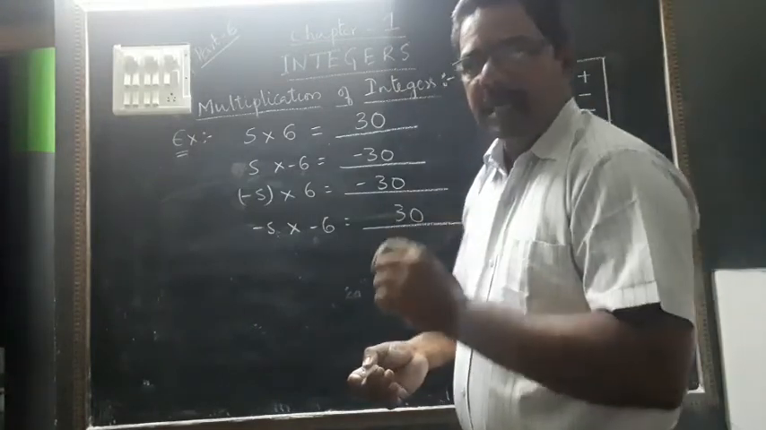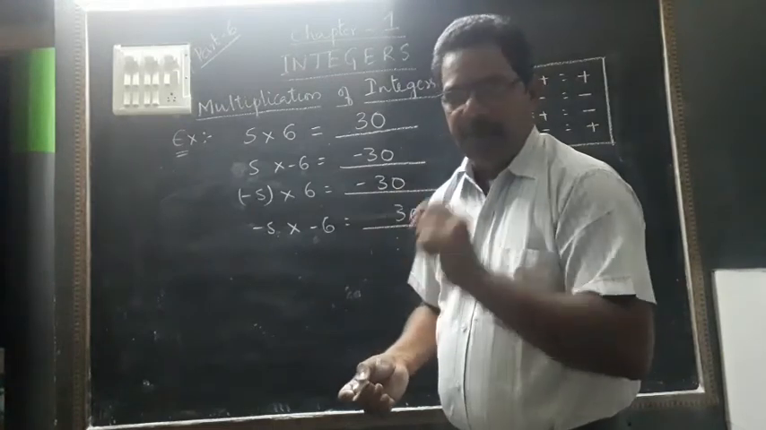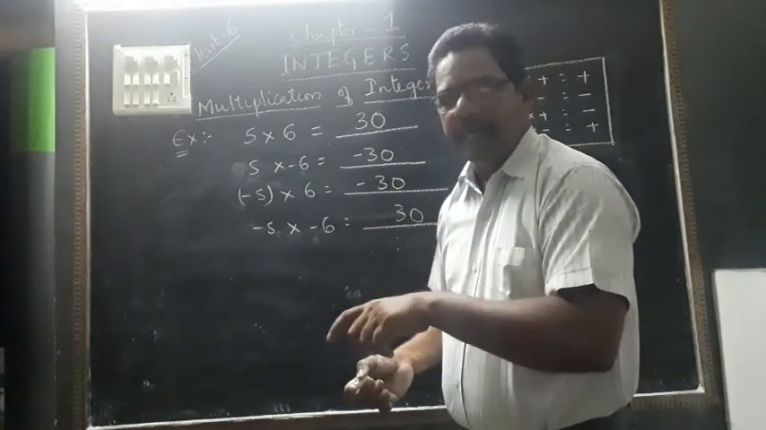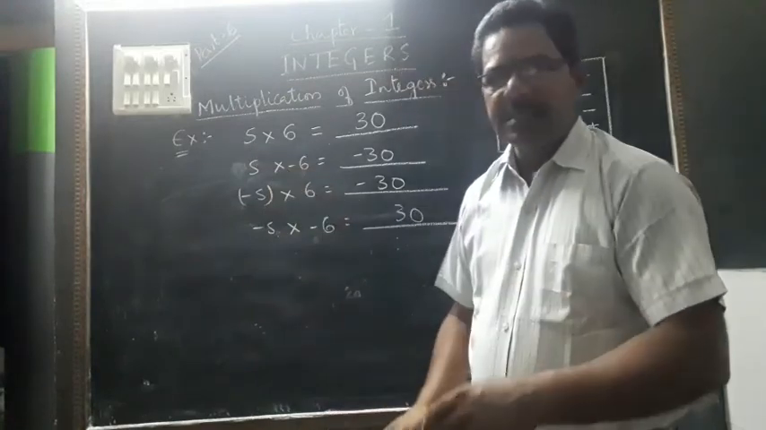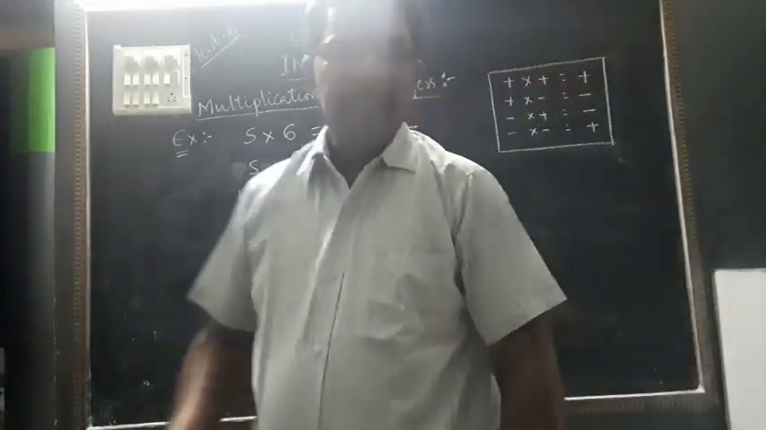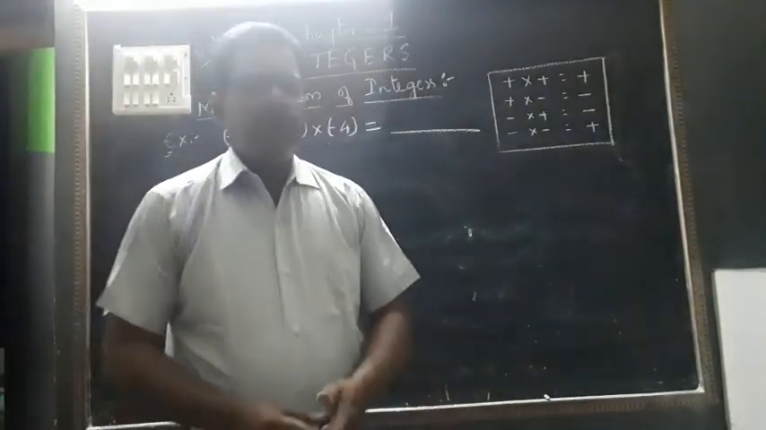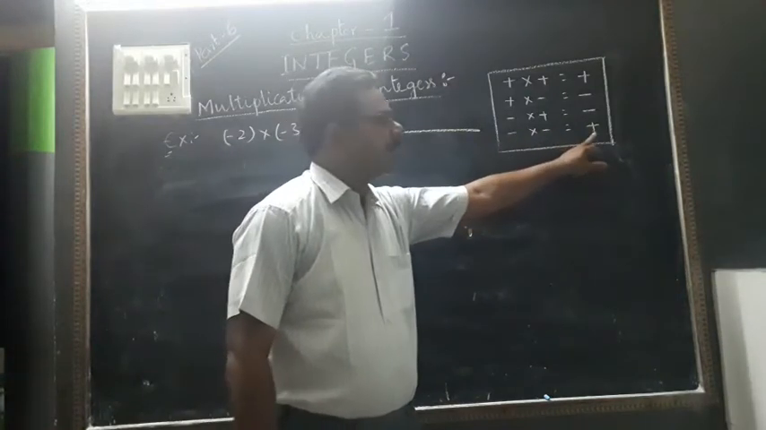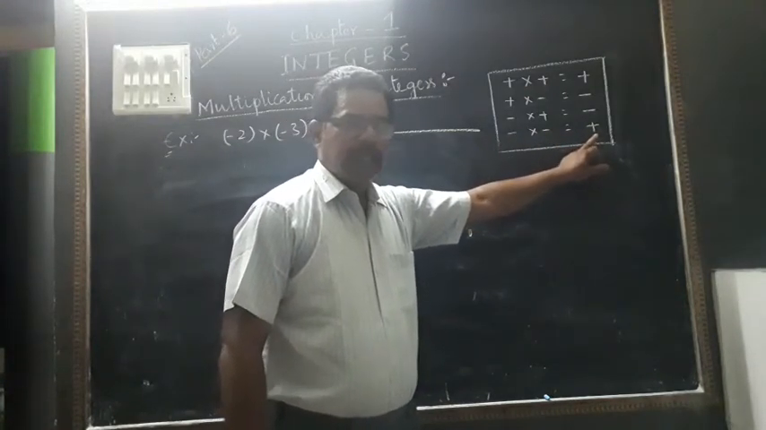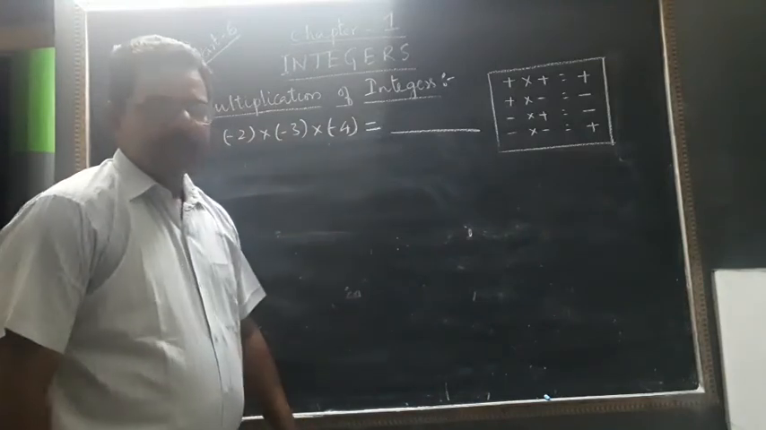How the resultant integer gets its symbol, whether it is positive or negative, depends on the number of integers and their symbols. For that we can see one example. So we understood that multiplication of two negative integers will always become positive. Suppose I have taken 3 negative integers. What will be the result we will get?